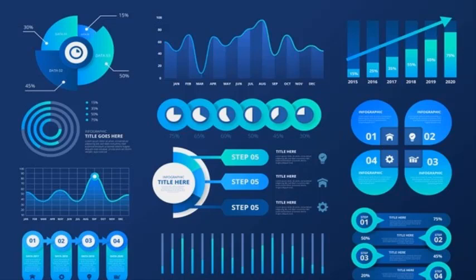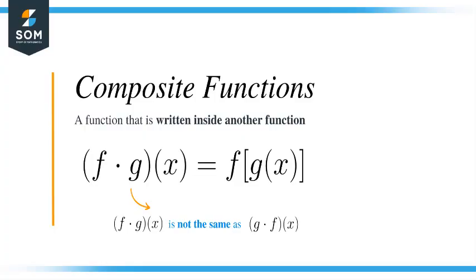The graph of a function provides a visual representation of its behavior and can reveal important characteristics such as symmetry, intercepts, and trends. 7. Composite functions. Composite functions are formed by combining two or more functions. The output of one function becomes the input of another, creating a chain of transformations. Composite functions are denoted by f(g(x)), where f and g are the component functions.